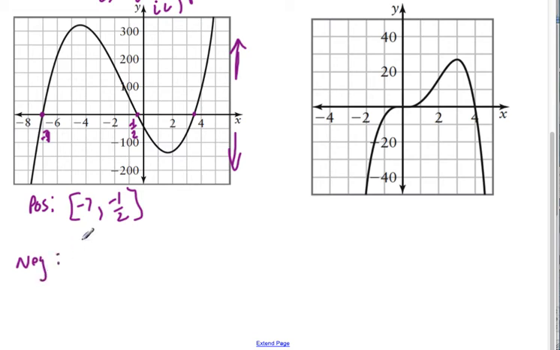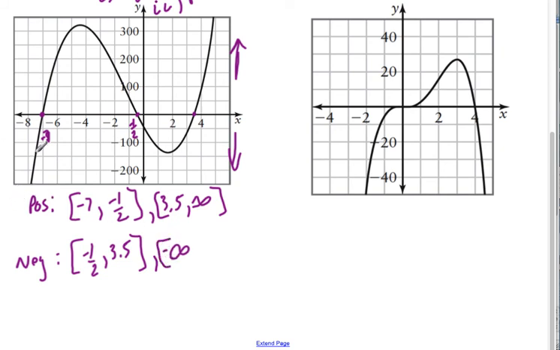It is negative from negative 1/2 through to, looks like, 3.5. It is also positive, so I'm going to go back up here and add. It's positive from 3.5 and onwards, out to infinity. And it is also negative on the other side of this, down here. It's from negative infinity all the way up to that negative 7.